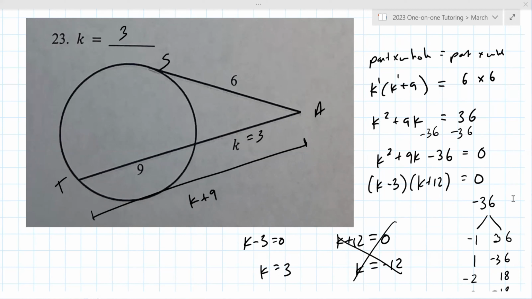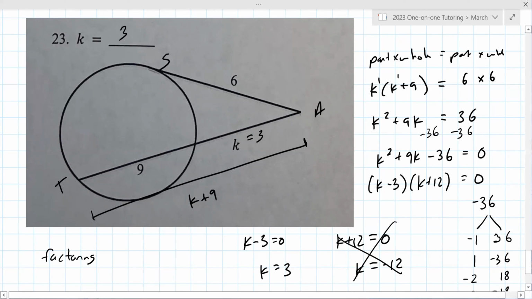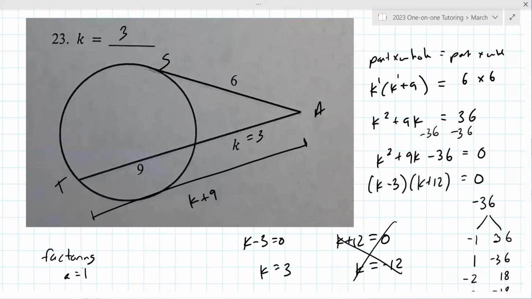What is that called, when we're doing the factors of a number? It's factoring, but there are 5 types of factoring. I call this the a equals 1 type, which is a pretty standard reference if you're going to your teacher and asking.